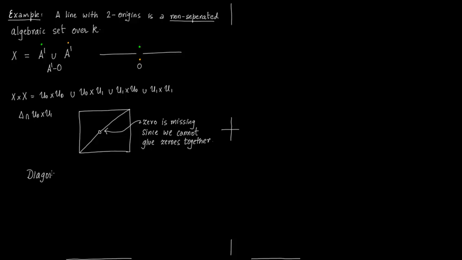So 0 is missing. Since we cannot glue zeros together, we have that 0 missing, and because the 0 is missing from a single line, it is no longer the equation of a polynomial. So since it is not an equation of a polynomial, the diagonal is not closed.